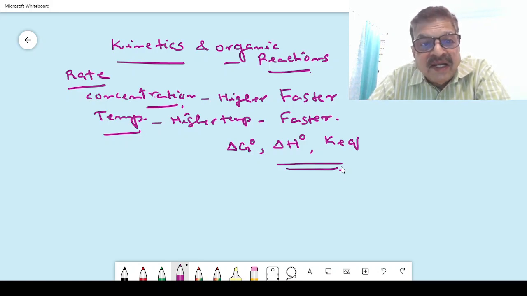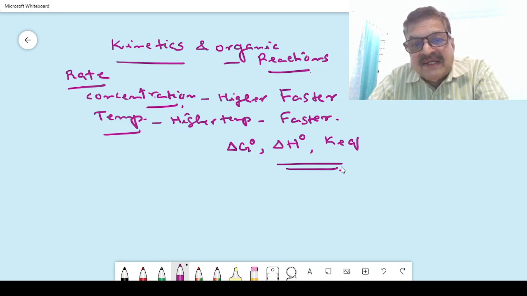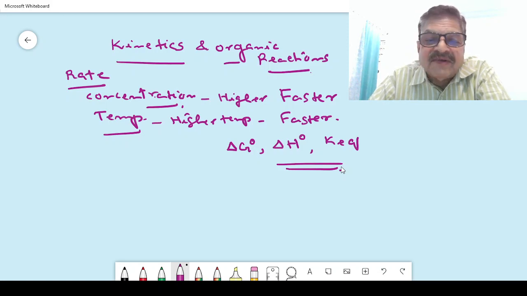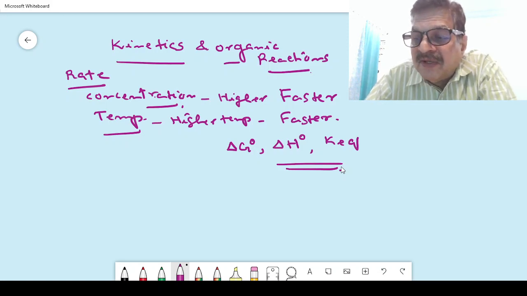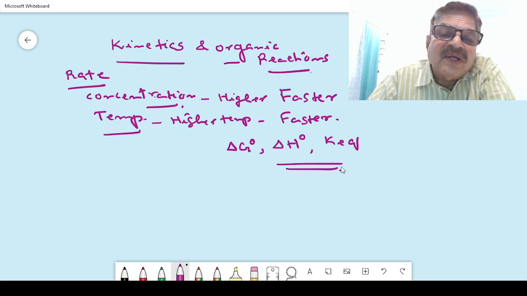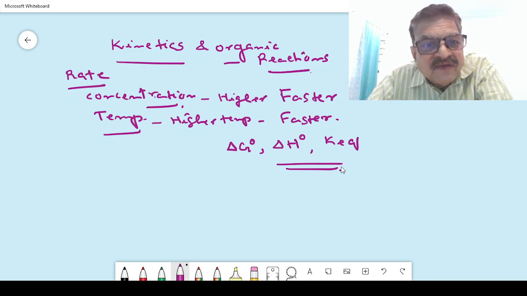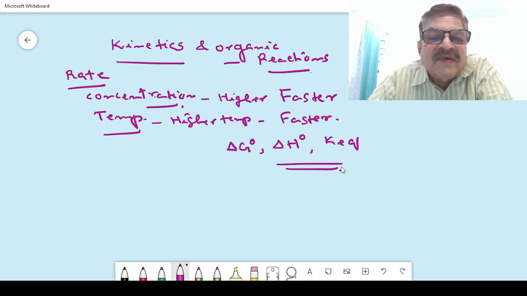Okay, these are all independent quantities here. They have nothing to do with the rate of the reaction. They do not determine the rate of a reaction. These quantities determine only the direction of the equilibrium, whether the equilibrium proceeds in the forward direction or in the reverse direction.